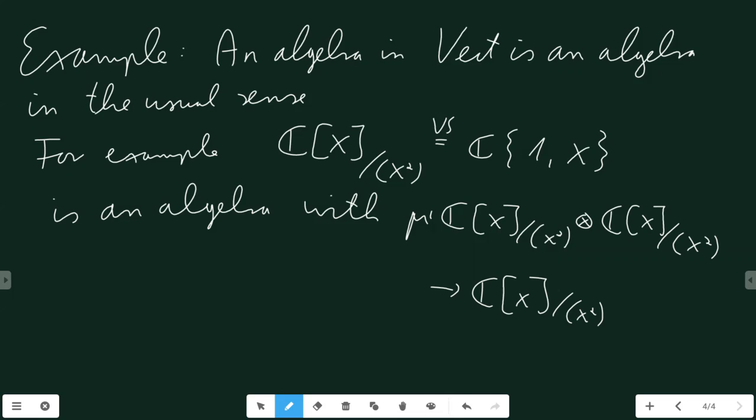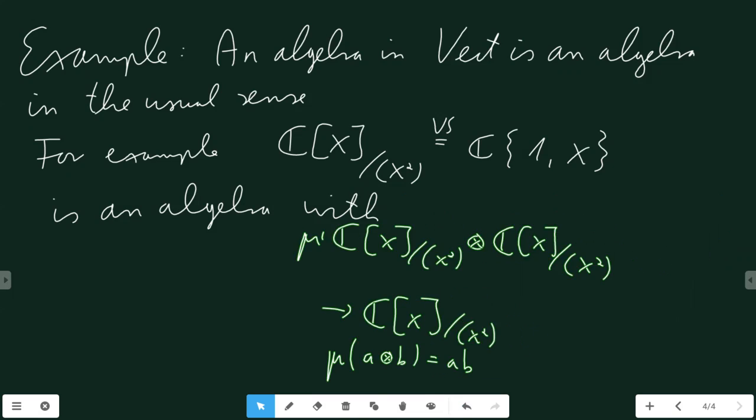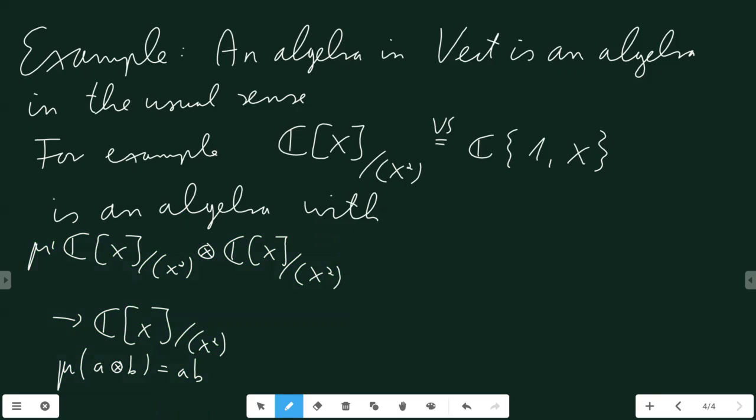And u is just sorry. Just what you think it is, and iota, I still have some space here. And iota. What is the monoidal unit in vector spaces?